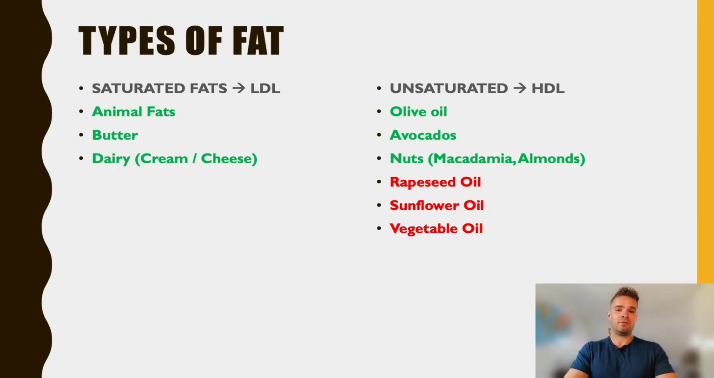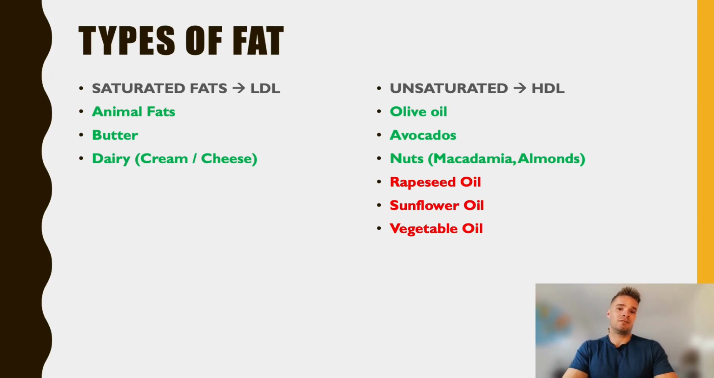Dietary fat comes in the form of saturated and unsaturated fat. Naturally occurring sources of saturated fat include animal fats, butter and dairy, including cream and cheese. Unsaturated fats that come from natural sources include olive oil, avocados and nuts such as macadamias or almonds. Unsaturated fats which I would avoid because they're highly processed would be seed oils. This includes rapeseed oil, sunflower oil and vegetable oil.